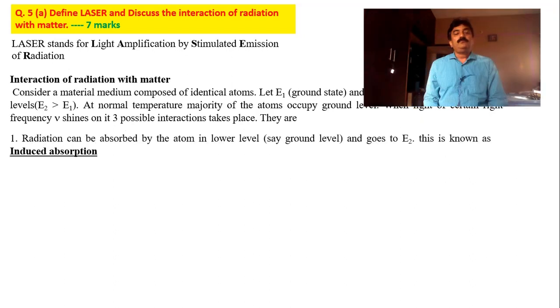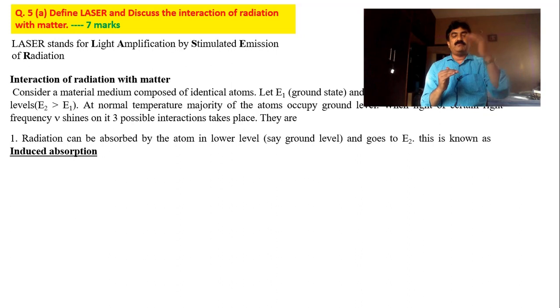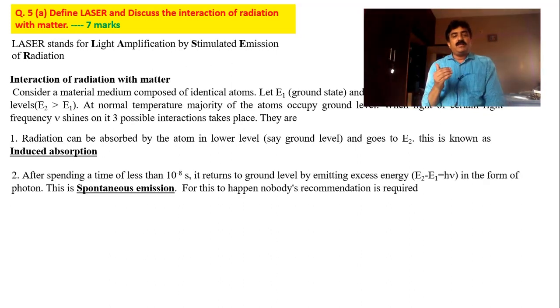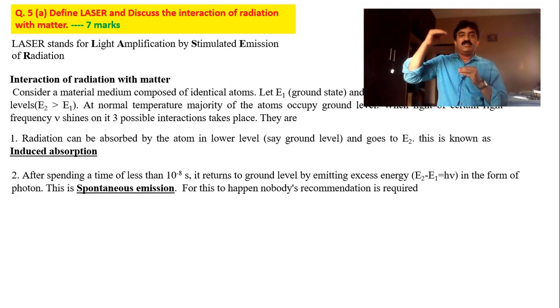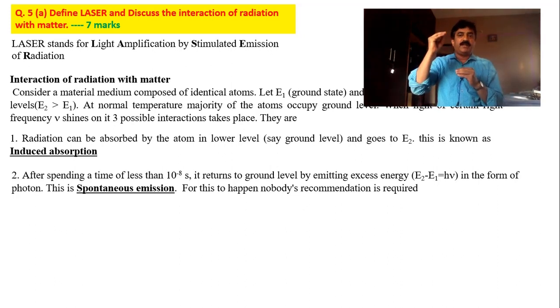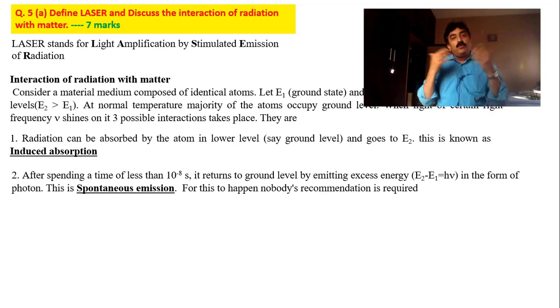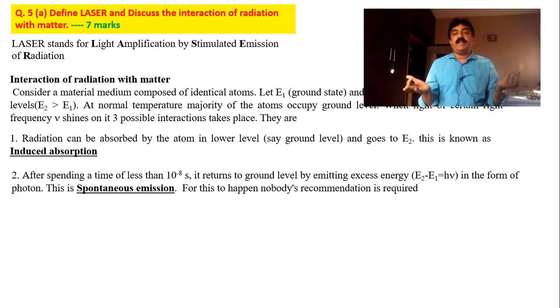Number 1, induced absorption. Radiation can be absorbed by the atoms which are in the ground level. As a result, atoms will go to a higher level from E1 to E2. This is known as induced absorption. And next one, after they go to the higher level, they stay over there for a short period of time, about 10⁻⁸ seconds, and then they will come down without anybody's support. That is called spontaneous emission.